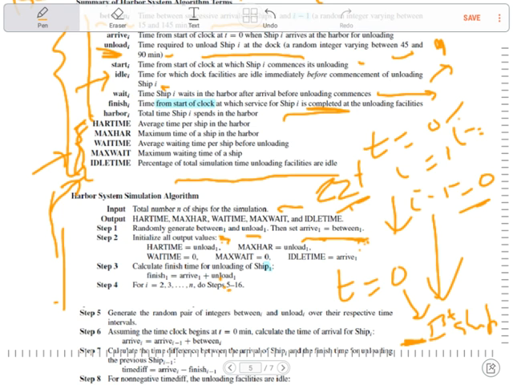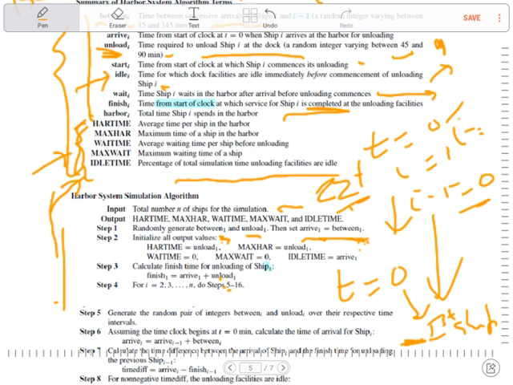Now initialize all the output values. First of all we declare the variables, and then we set some initial values. All these, harbor time, max R, wait time, max wait and idle time, were the 5 outputs. How are we initializing them? Harbor time is taken to be unload 1. Max R is taken to be unload 1.